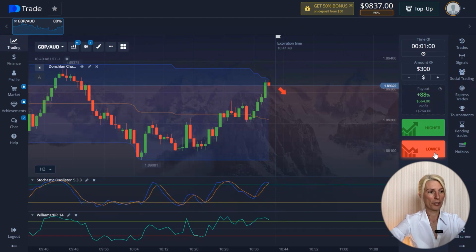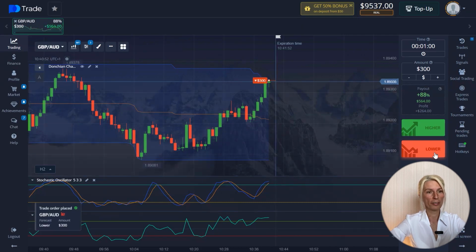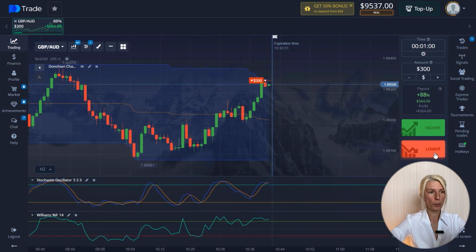And so the price has reached the upper limit of the downtrend indicator, and I open a down trade for 1 minute with $300 in. Now both Williams and stochastic are giving signals about a possible price decline. The trade's open, we can only wait, so I'll continue talking.